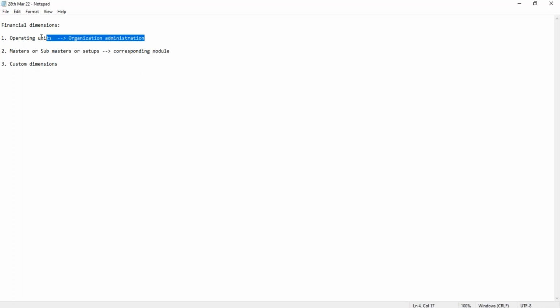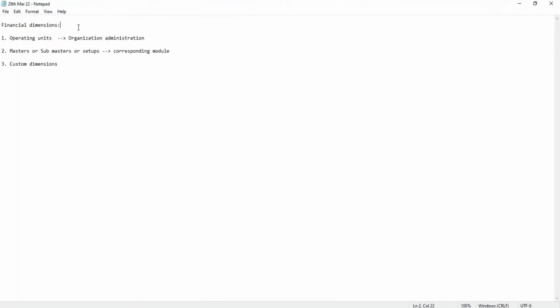So financial dimensions means operating units, which are available in organization administration. Let me show you. It is loading now. By default, how many financial dimensions are available in the system? It is equal to 0. Nothing will be there. You need to create them.